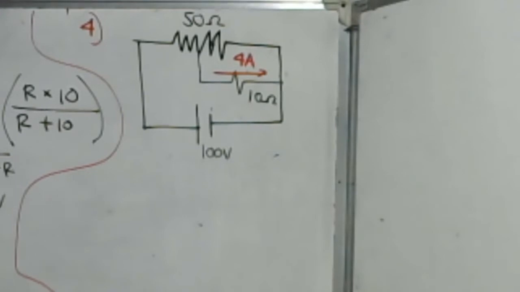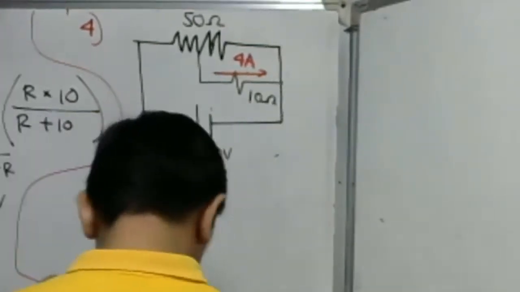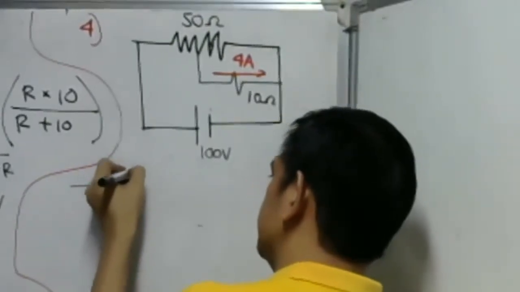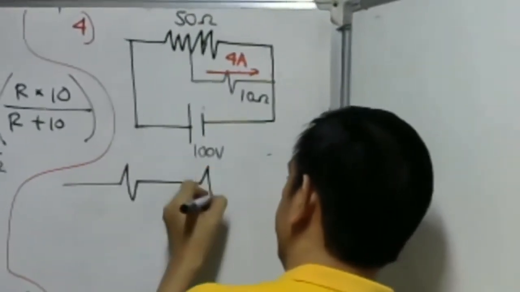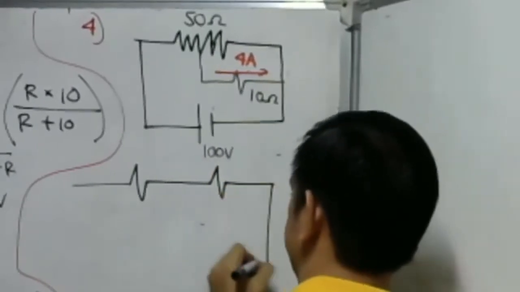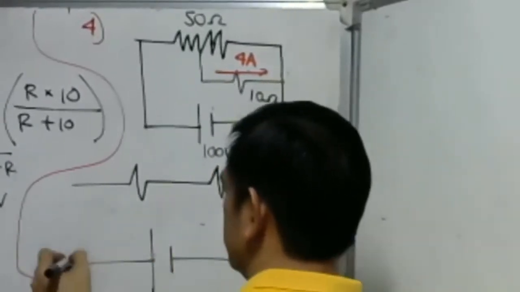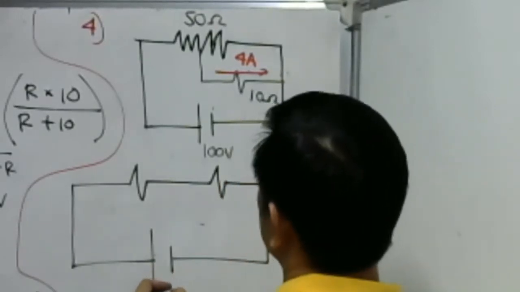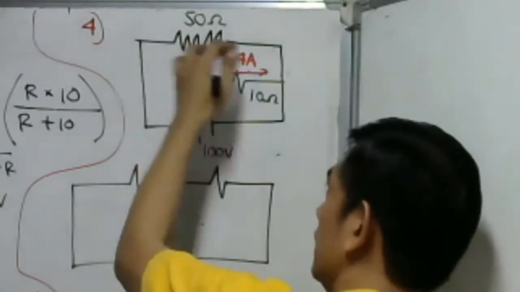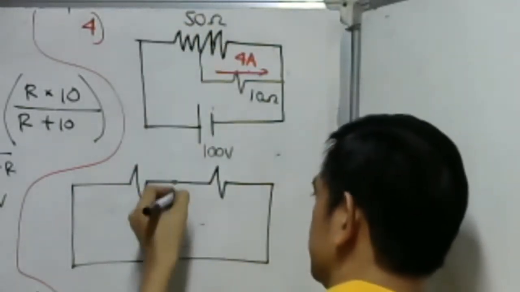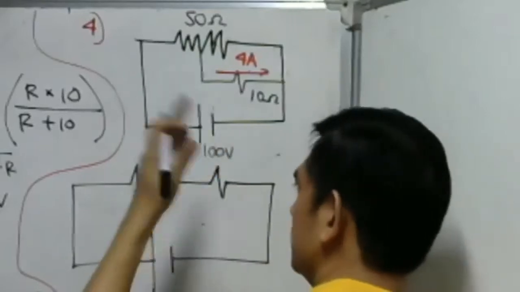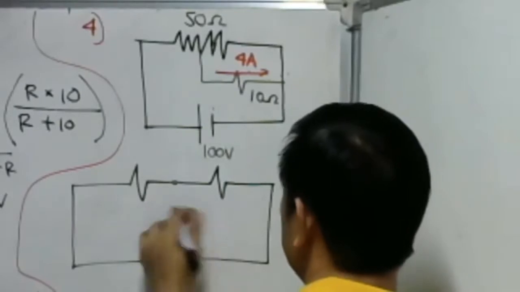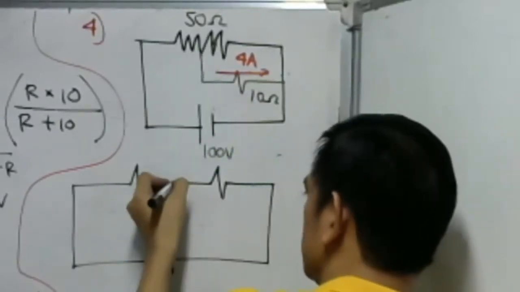Okay. So, we'll be having here an equivalent circuit like this. Okay? Everybody, sundan ninyo ako, ha? Okay. So, hinati ko lang tong potential divider. I will just divide this into 2. Not actually 50% and 50%? Not necessarily. We have to satisfy the condition here.